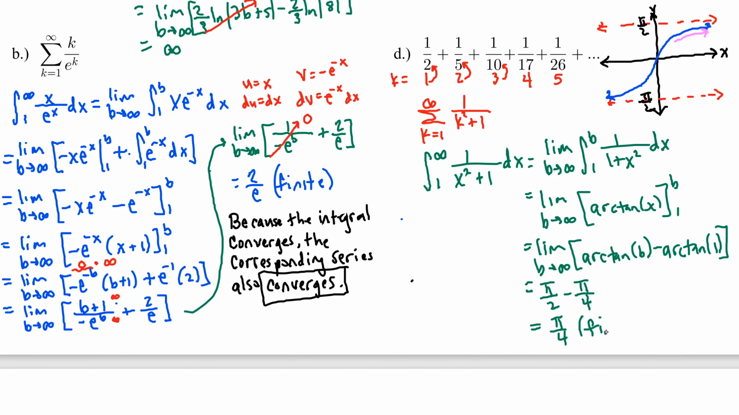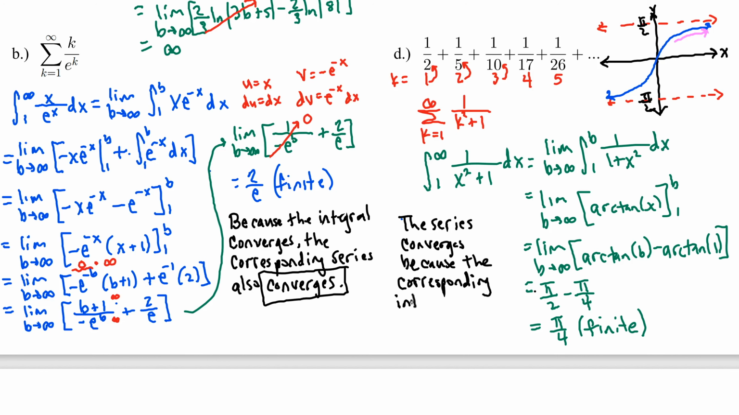What we're really interested in here is that the definite integral converges. So our series will have similar behavior. The series converges, but not necessarily to pi over 4. We can say the series converges because the corresponding integral converges.